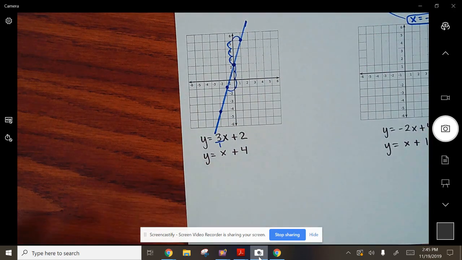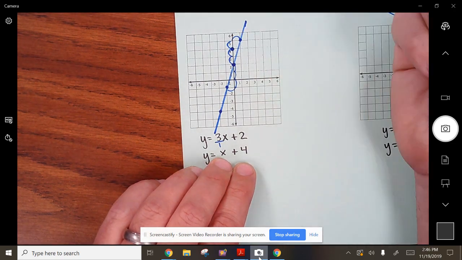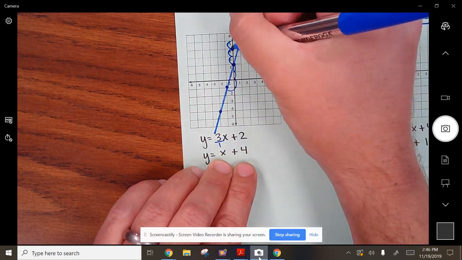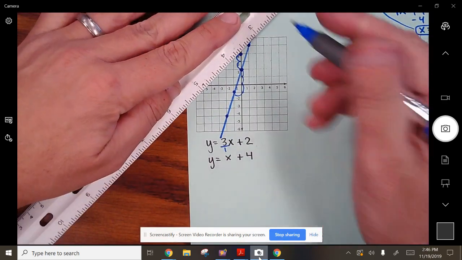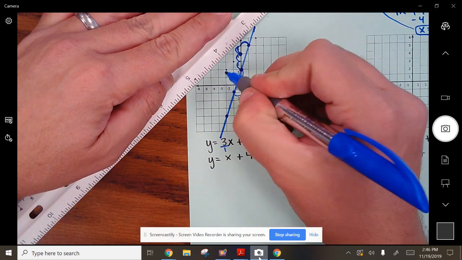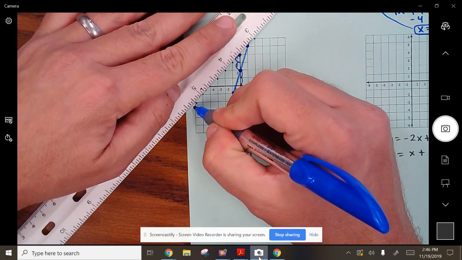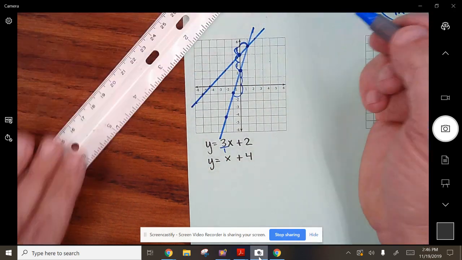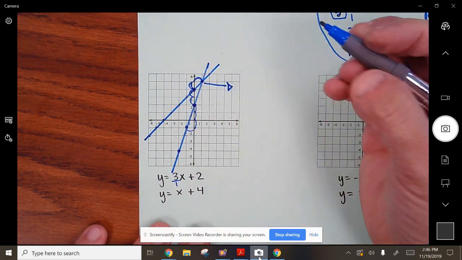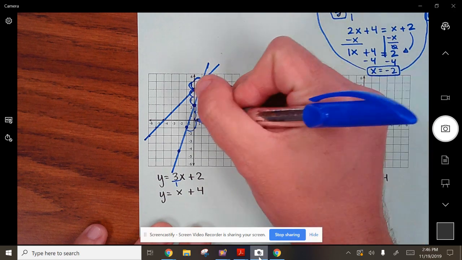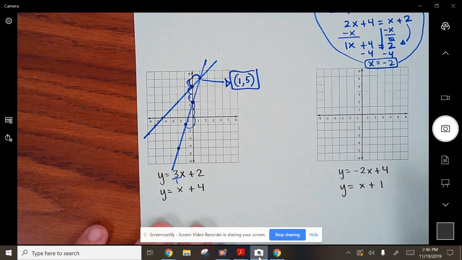And there's my first one. Second one, positive 4. And what is it? 1. So it's rise 1 to the right 1. That's pretty easy to see. You could put more points on this line if you want. And then your answer would be where they connect, which is going to be over 1 to the right, up 5. And that's half the problem.